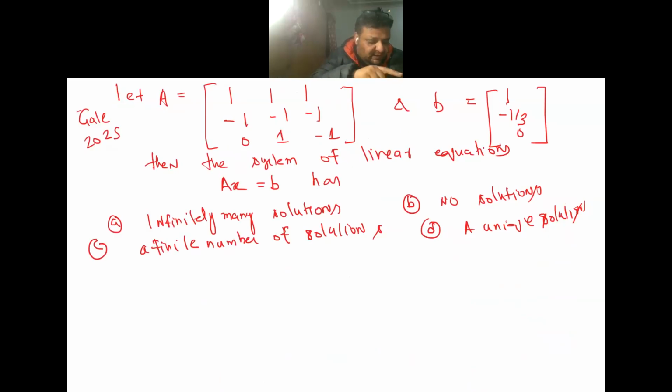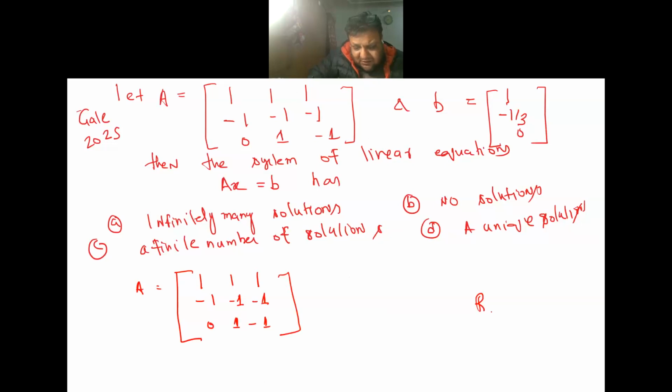So here you can look at this question and you can just tell me whether this system will have infinitely many solutions or no solution. So now you see here. If you look at here, the matrix A is given as 1, 1, 1; minus 1, minus 1, minus 1; 0, 1, and minus 1. My target is to make this row 3 as 0. But if I look here carefully, this row 2, if I add to row 1, it becomes 0, right?